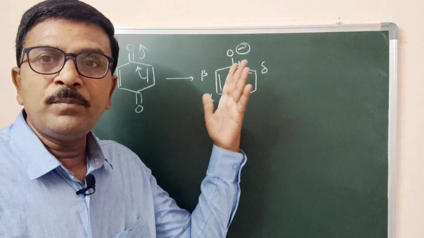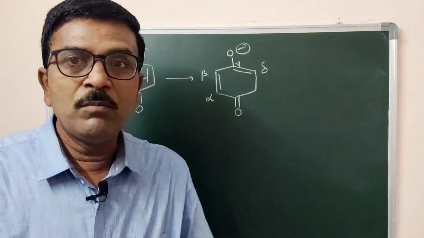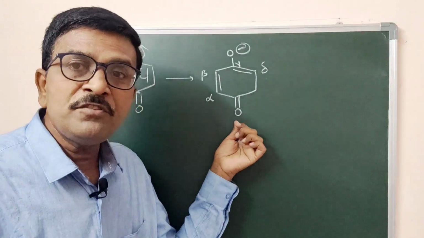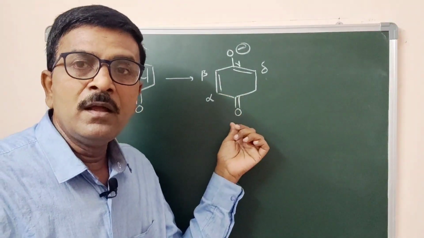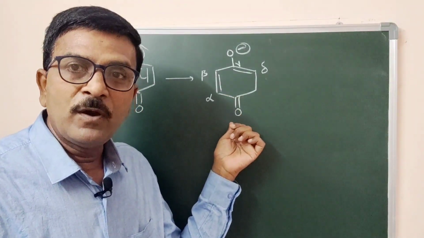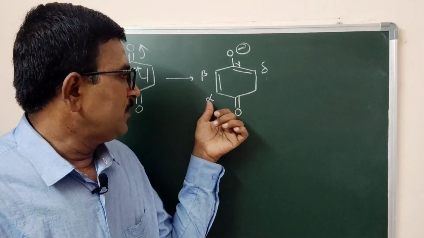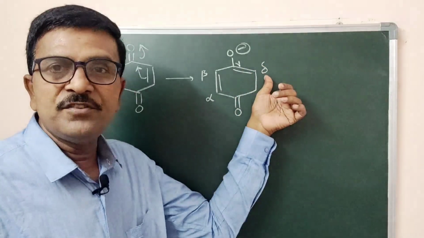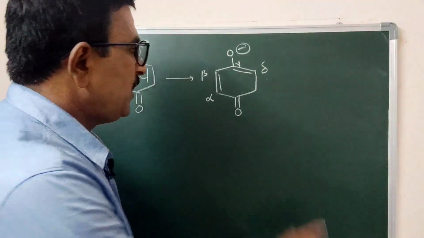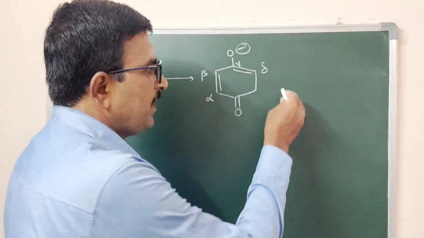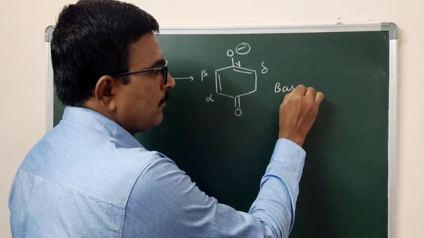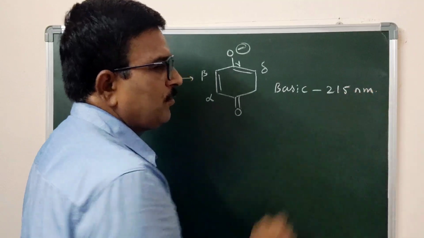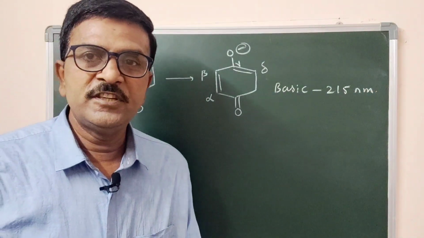So a simple polarization of a double bond resulted in two double bonds with C double bond O, an alpha beta unsaturated type of carbonyl compound. Now this is alpha position, this is beta position, this is gamma position, this is delta position. Now it is a cyclic 6-membered ketone, basic value 215 nanometer. Is it clear?